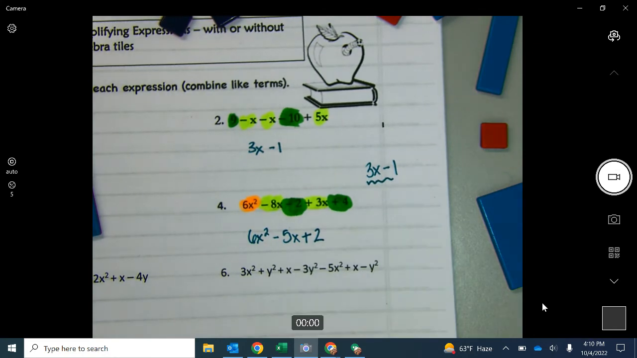And again, this is as simple as it can get. There's nothing else that we can do here because we don't know what x is. All right, now number 6 is getting even more tricky because now we're throwing in some y squareds.